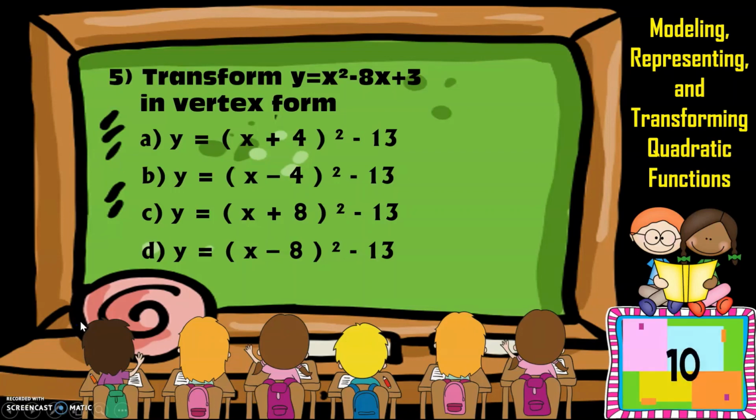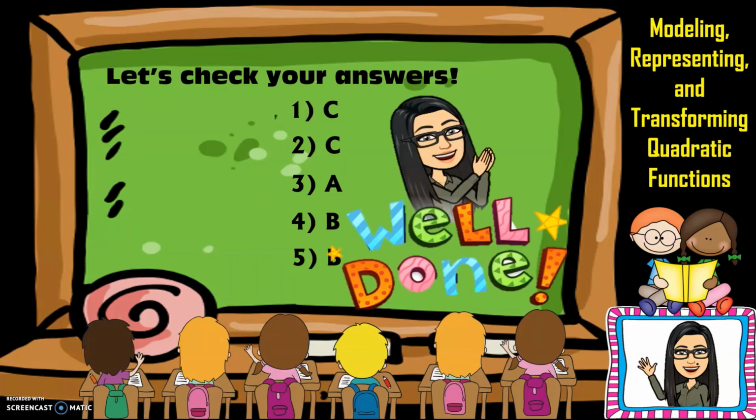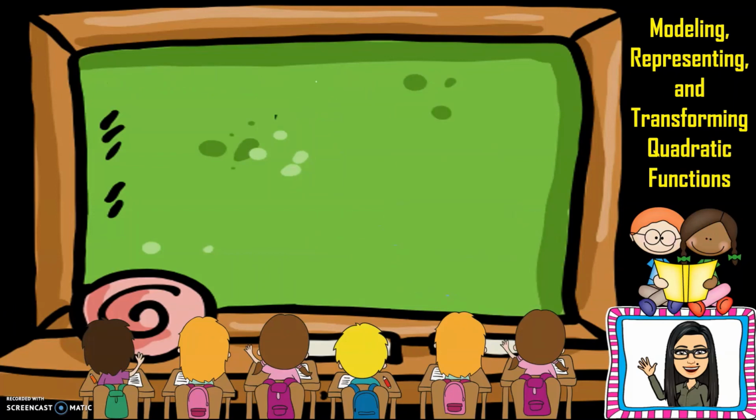Time's up. Let's now check your answers. For number 1, C. For number 2, C. For number 3, A. For number 4, B. And for number 5, B. Did you get it all correct? Oh, yeah! Well done! Let's now summarize our learnings for today.